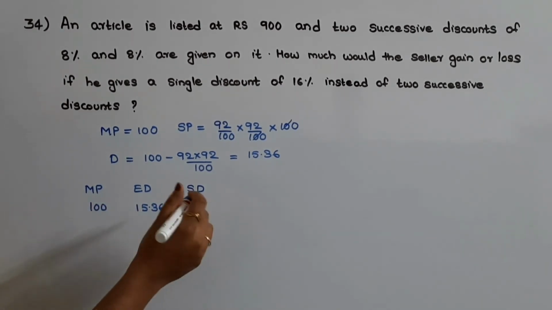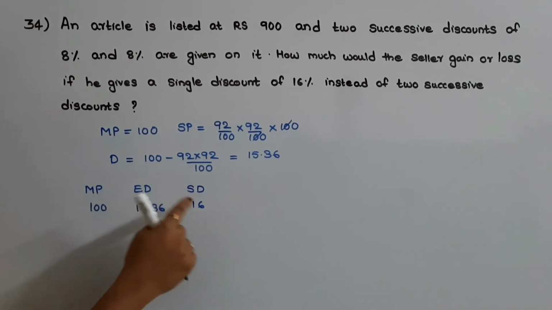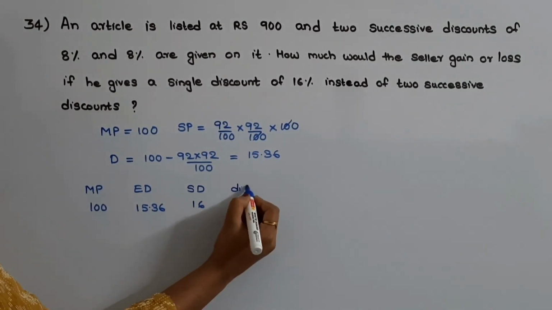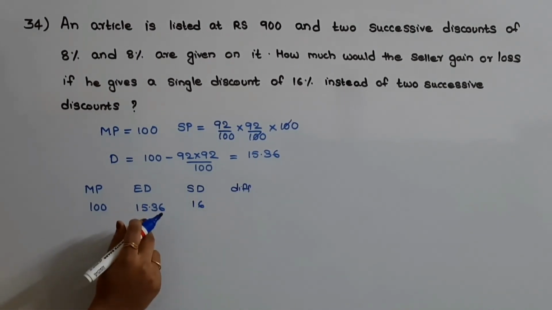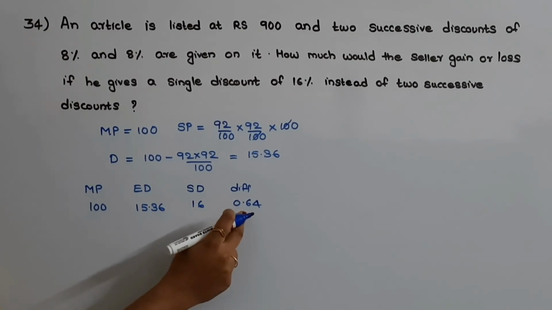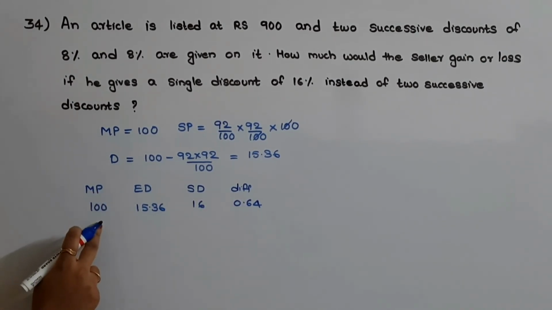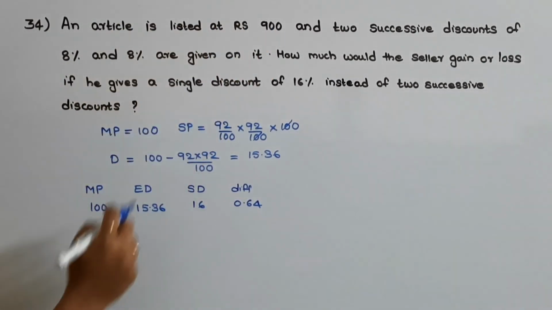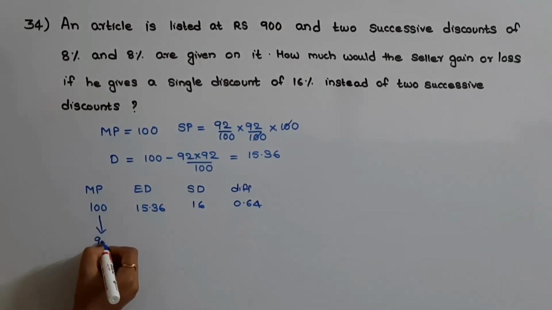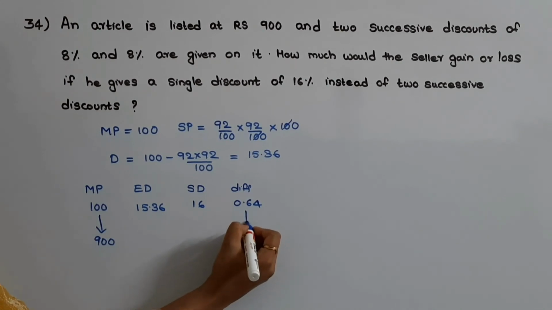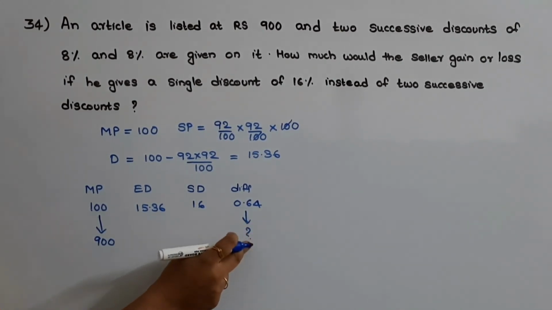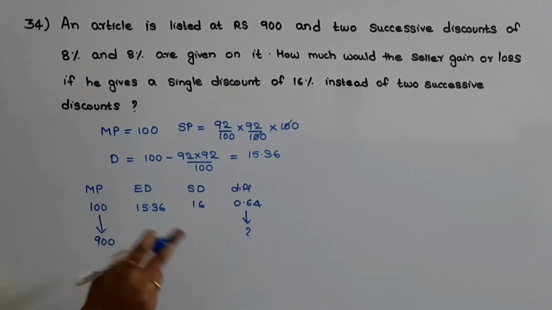Okay, so that loss will be equal to the difference between these discounts. Okay, so the difference will be equal to 16 minus 15.36, that is 0.64. So this is the difference when mark price is 100, but in the question mark price is given as 900. Okay, so we can represent this 100 as 900. Then how can we represent this 0.64? On finding this answer we will get the difference when the mark price is 900.